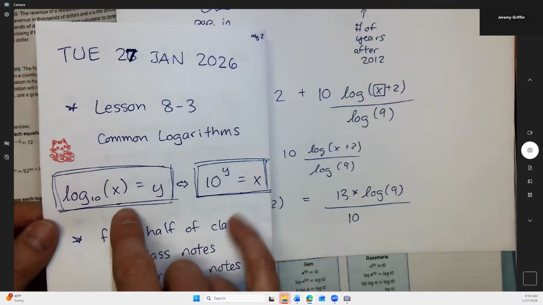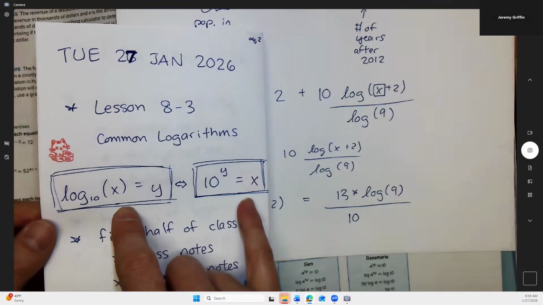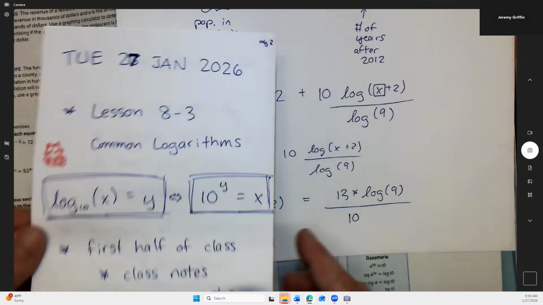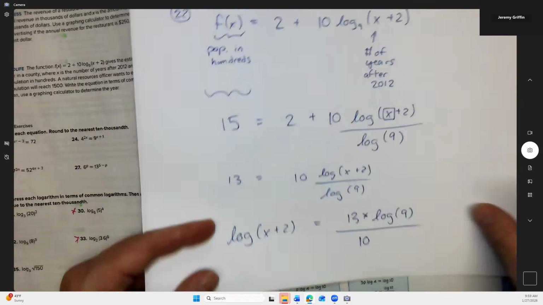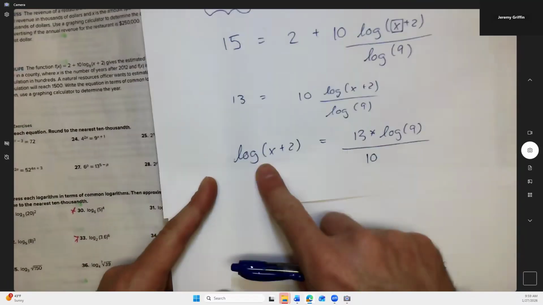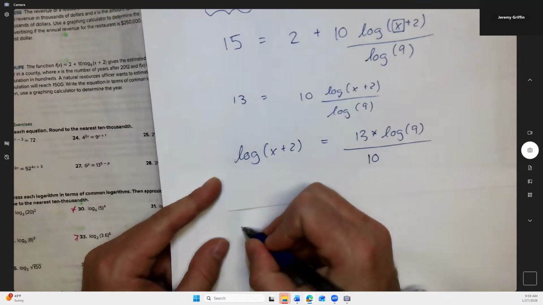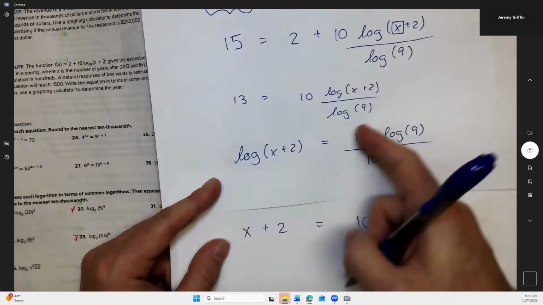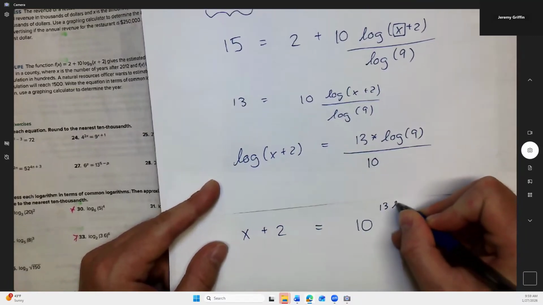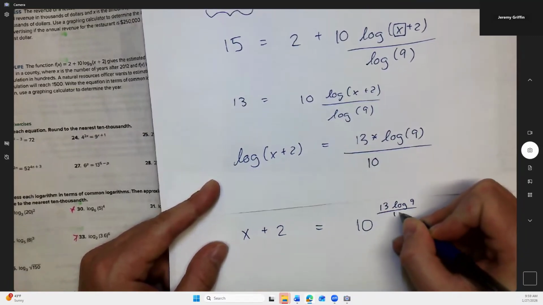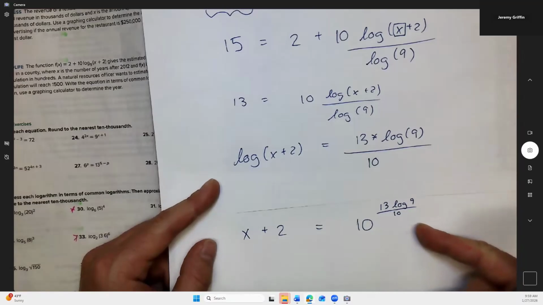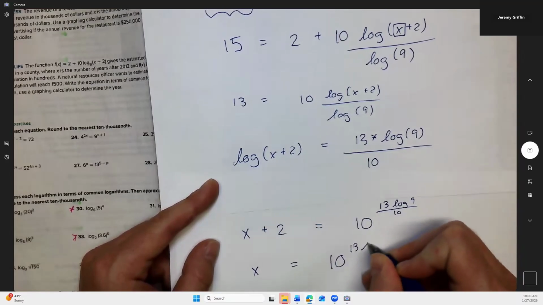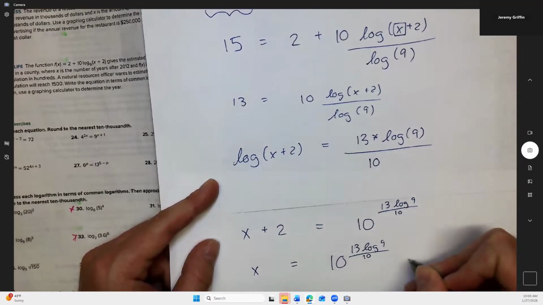Can we turn this logarithm back into an exponent? I think that's the only way we're going to unbury this x out of this logarithm, is to turn this back into an exponential form. This is log base 10 right here, so I'm going to go x plus 2 equals 10 to the power of this crazy fraction, 13 log 9 on 10. Right, so crazy exponent. And then to get to x, all I have to do is subtract 2. So 10 to the 13 log 9 on 10, and the whole thing minus 2.